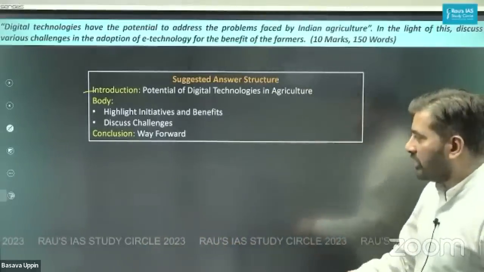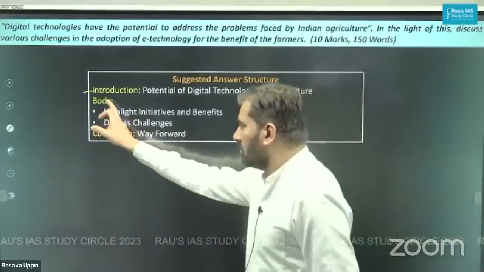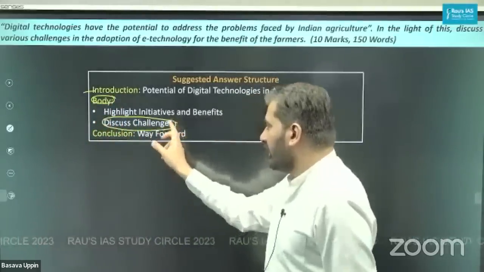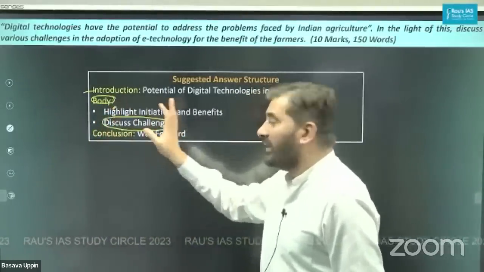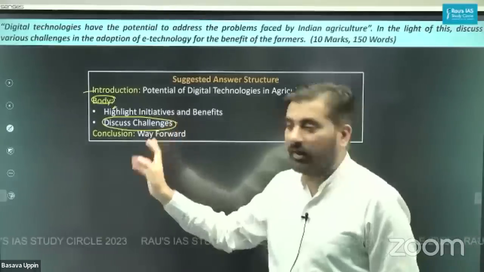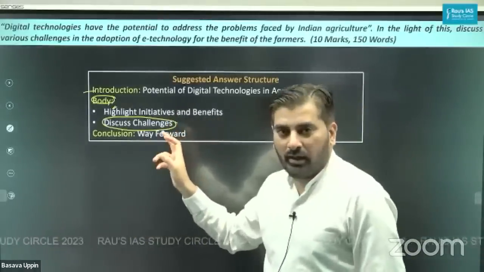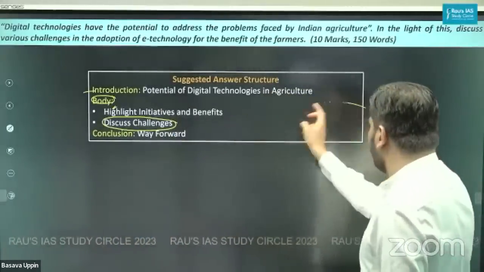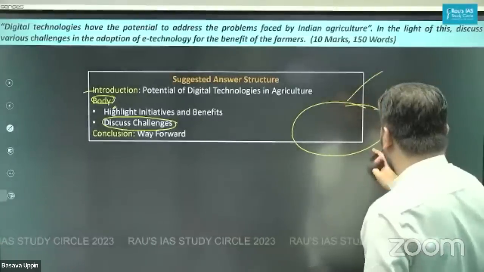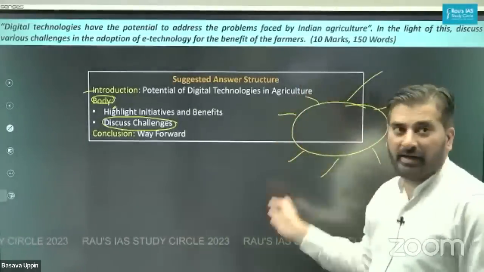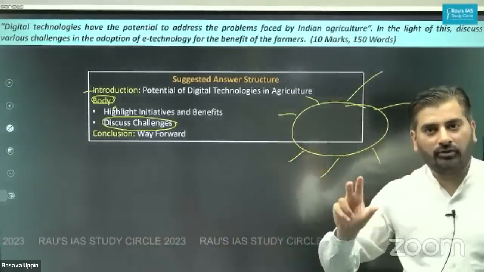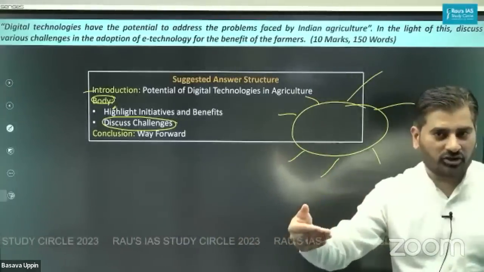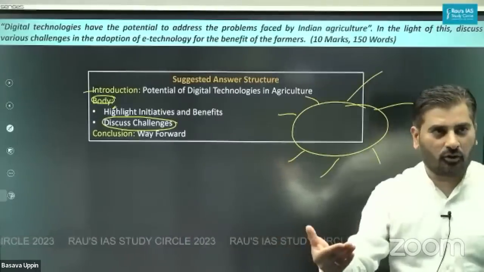Once you start with the potential, you could, in the body, even though the primary demand is about the challenges, just highlight the initiatives and benefits. When you look at benefits, instead of writing it in terms of points, you could just incorporate a hub and spoke diagram like this, and you can write 5 to 6 benefits. By doing that, you'll be able to save on the number of words. So you're able to do justice to the question also, and you're able to save on the words also.